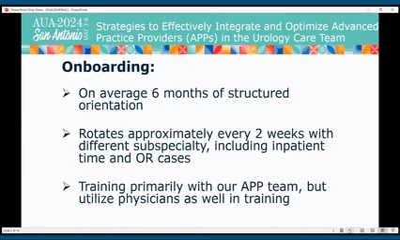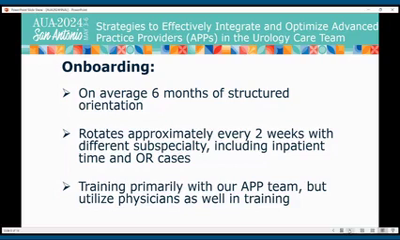So we have a pretty robust onboarding program in our department. On average, it's about a 6-month period of structured orientation. Obviously, that can vary based on the candidate that we bring in and the experience that they have coming into the position.